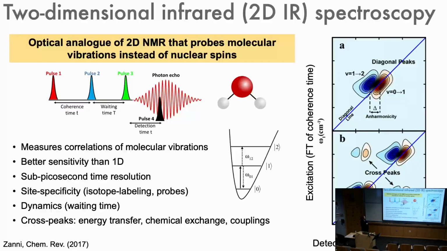So I'll spend a little bit of time explaining what it is. Sometimes it helps, depending on the audience, to say it's an optical analog of 2D NMR, which is way more known, especially in the biophysics community. So what it does is probe molecular vibrations. NMR probes spins, nuclear spins. 2D IR probes molecular vibrations.